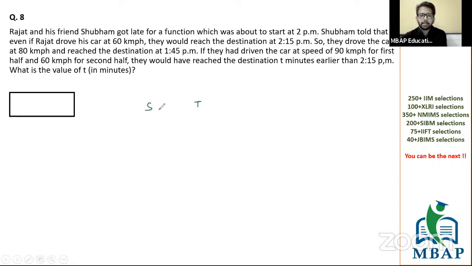My speed and time, I know, is an inverse proportionality functionality. If speed goes up, time has to go down. Speed initially was 60. It went up to 80. By what fraction did the value increase? 20 upon 60, which is 1 by 3. So speed is going up by 1 by 3, so time will go down by 1 by 4. All they're saying is the time should reduce by 1/4 of the time.